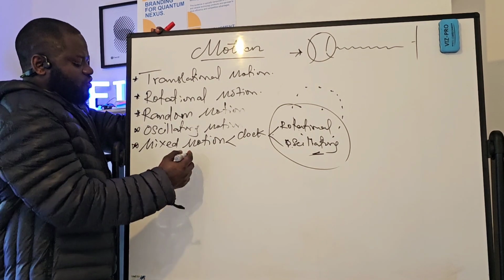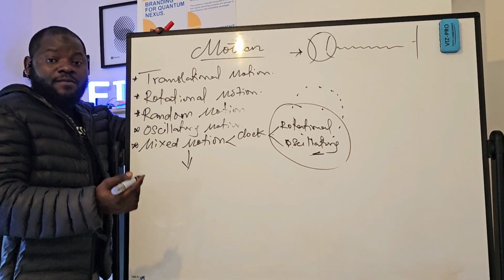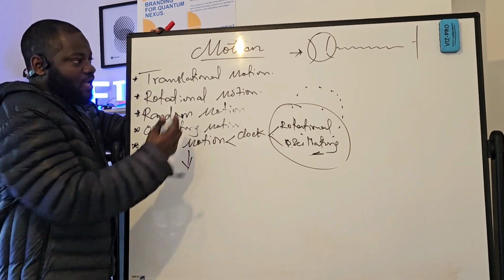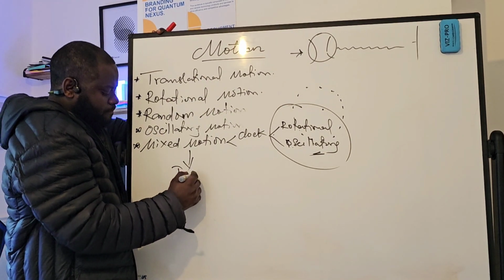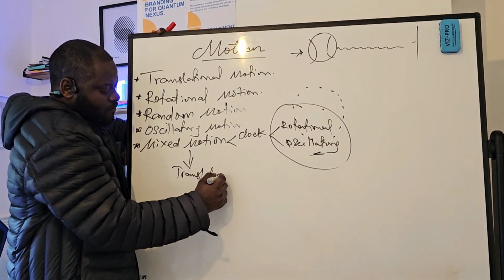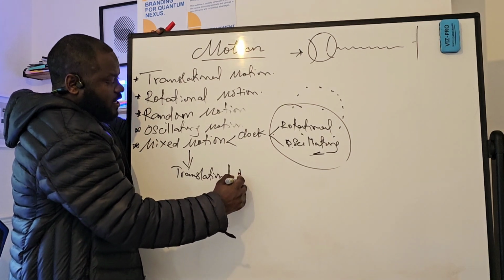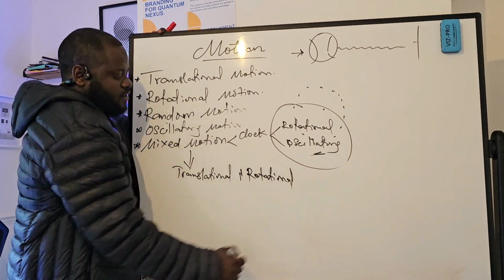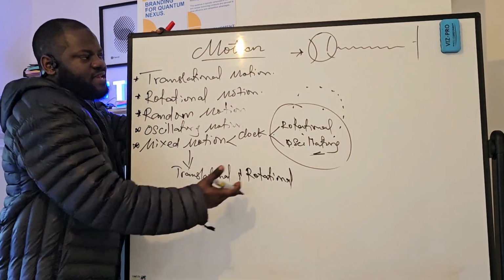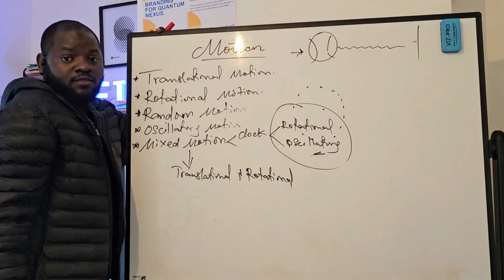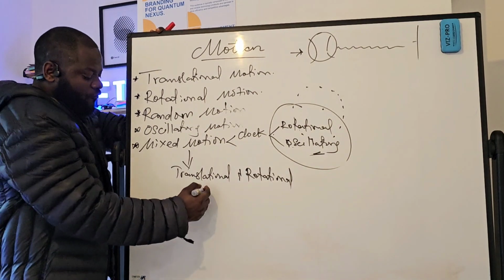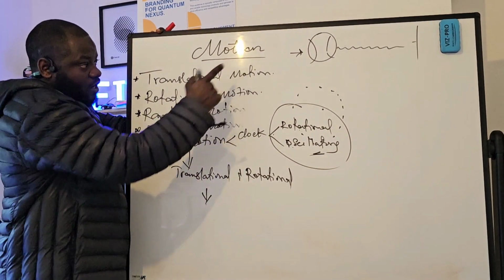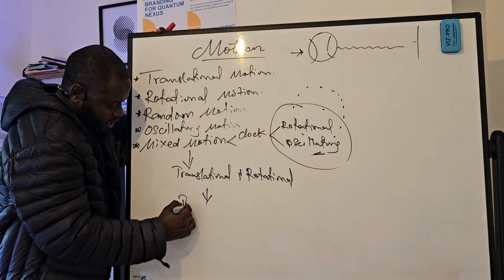So the same thing goes for the wheel of a car. It's also performing two types of motion. Am I making sense now? It's performing translational and rotational. That's what I mean by what? Mixed motion. The same thing goes for the ball. The complete motion of the ball that you kick is what? Is translational and rotational.